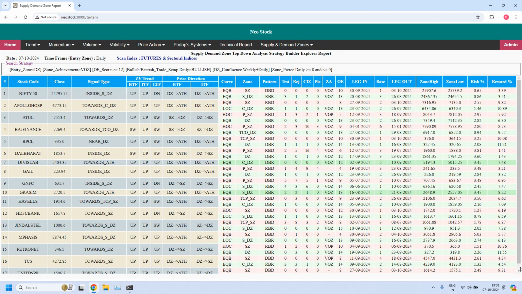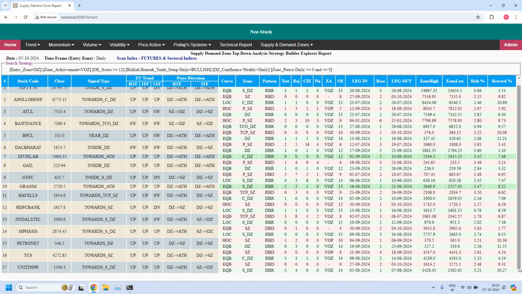Even Nifty 50 is also having ITF confluence. That means daily zone is part of weekly zone. I'm scrolling the list down. 17 stocks are filtered. All these 17 stocks are supporting bullish trade setup for monthly income trade, because weekly trend is always up in a bullish trade setup for monthly income trade.